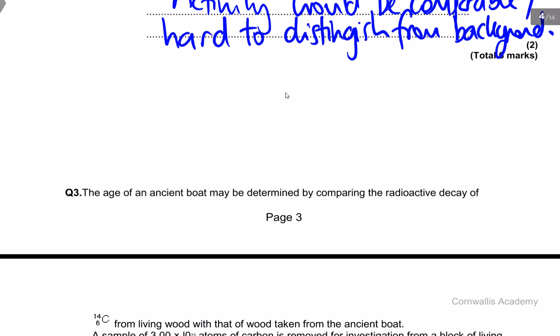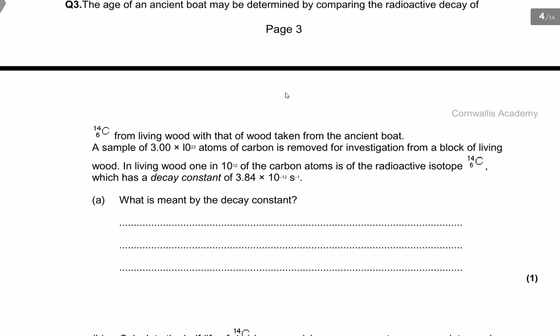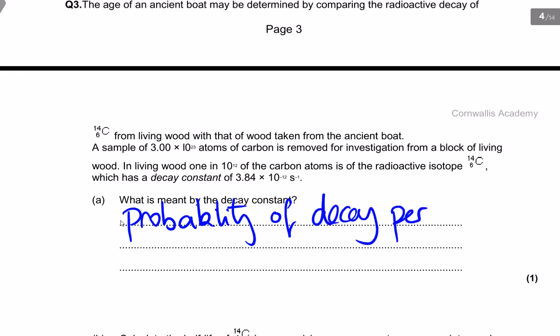Question 3. Unfortunately, this is across 2 pages, but we'll just go with it. The age of an ancient boat may be determined by comparing the radioactive decay of carbon-14 in living wood to the ancient boat. So again, we're back onto the carbon dating question. What is meant by the decay constant? It's quite a straightforward question. We're just looking at the probability of decay per unit time.